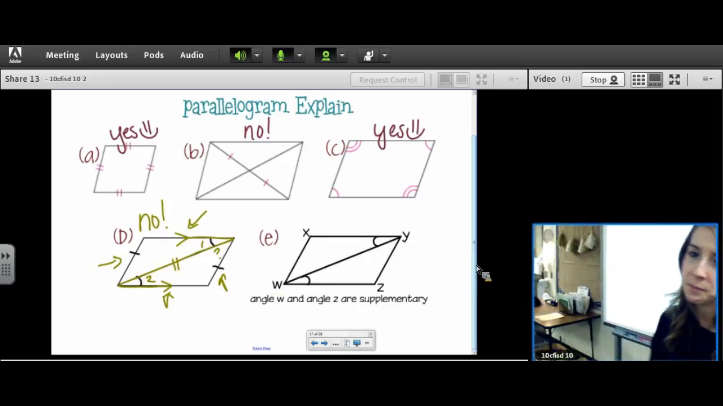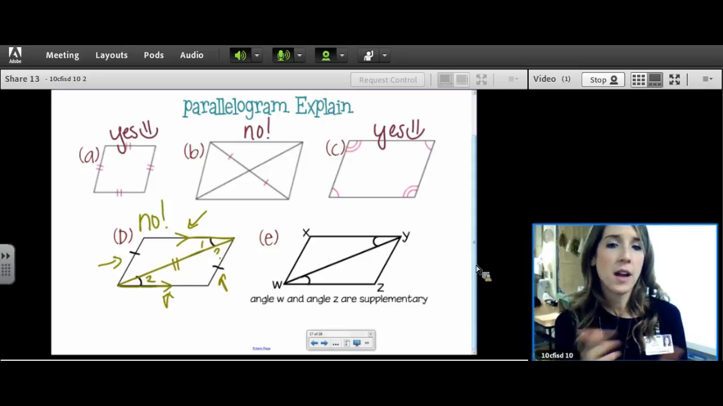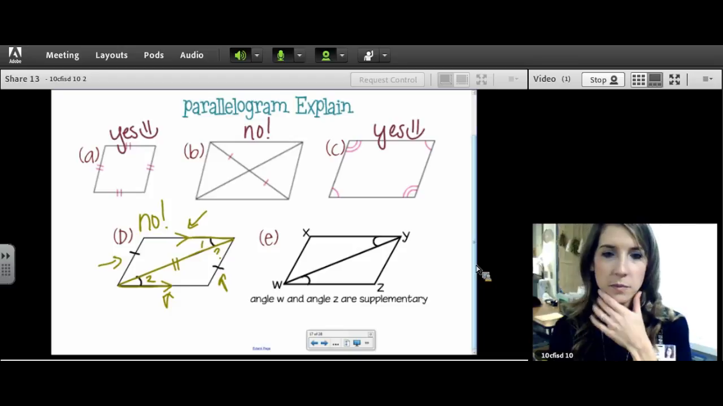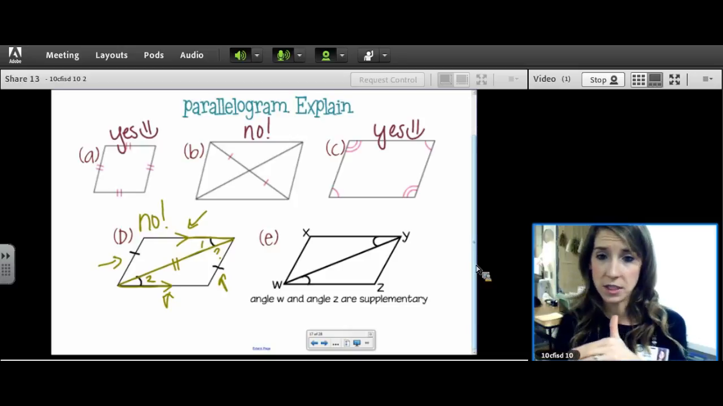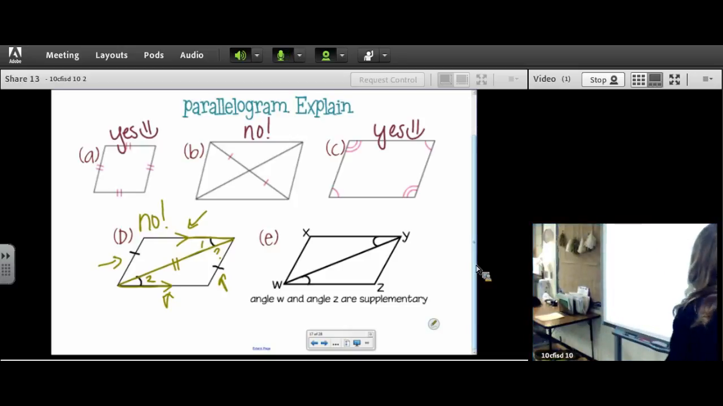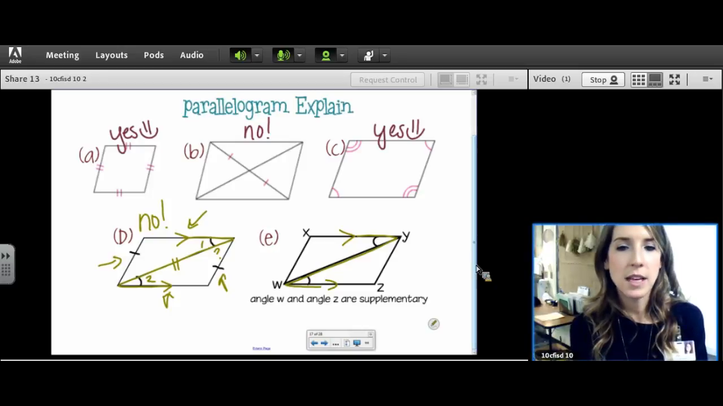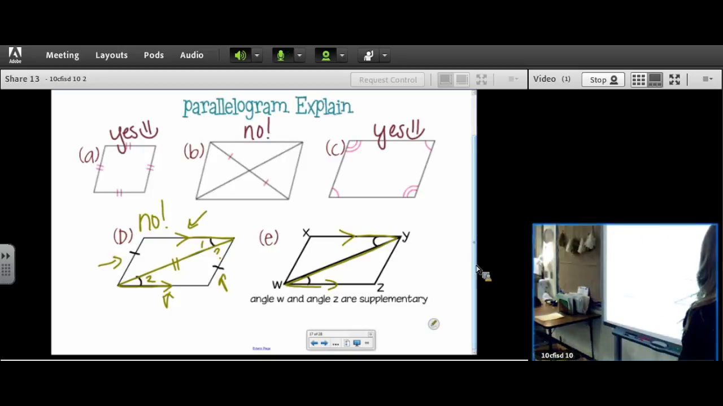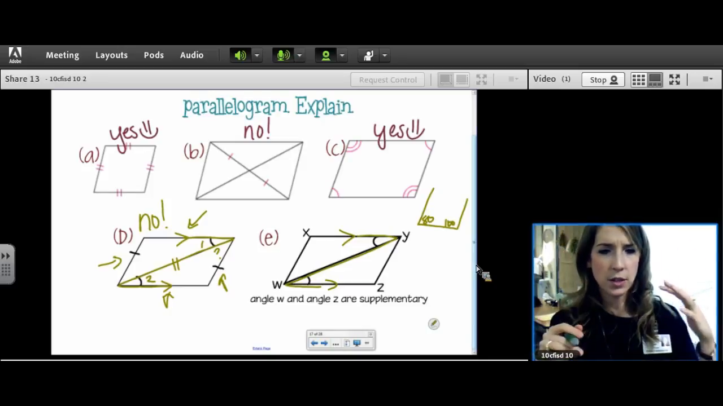Okay, last one. So we've got some angles marked, and then we are told that a couple of angles are supplementary. So let's do what we did on the last problem. We've got some alternate interior angles again, making our Z. So we've got some parallel lines. Angle W and angle Z are supplementary. If you remember from last unit, if I told you that these two angles were supplementary, do you remember the vocab word for those two angles when you've got the transversals?